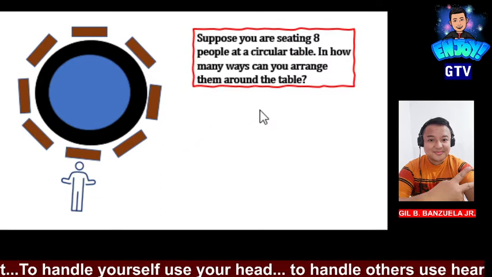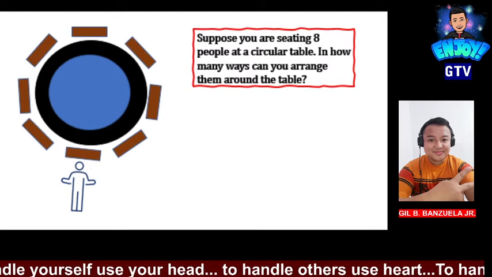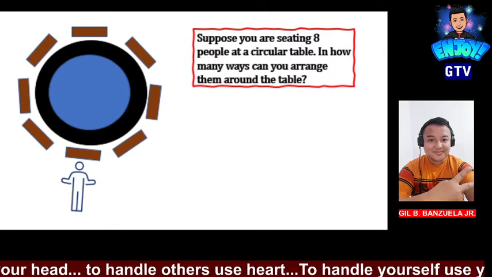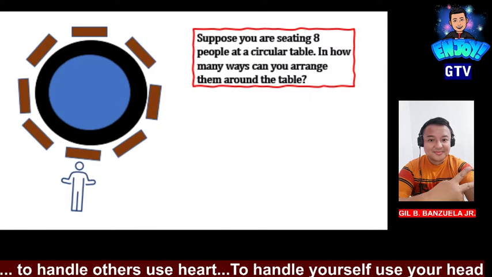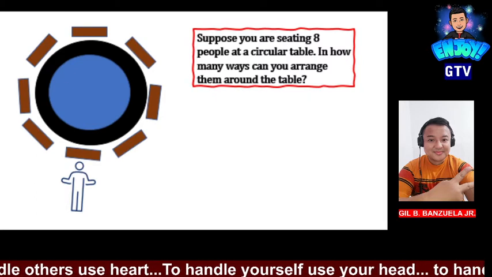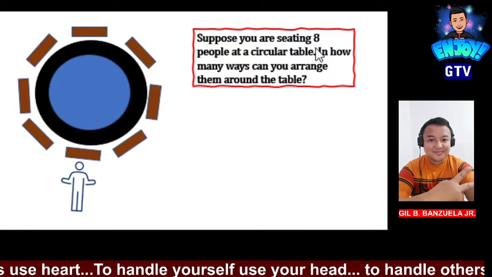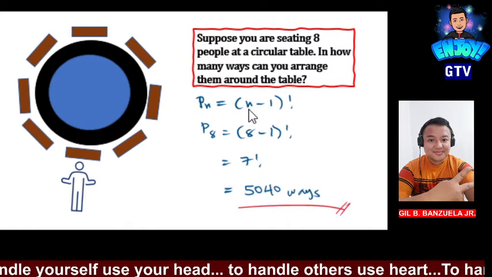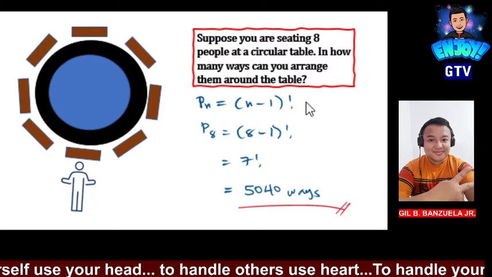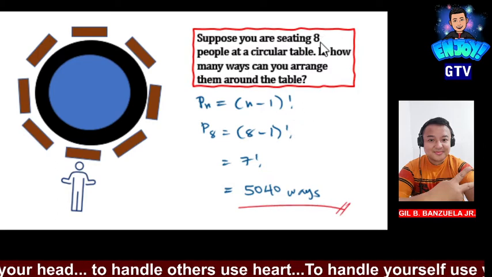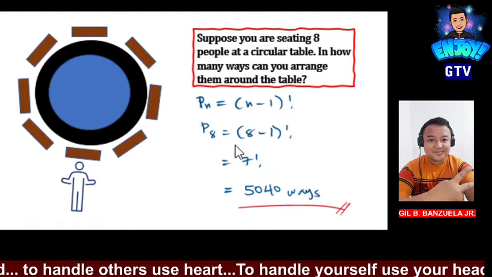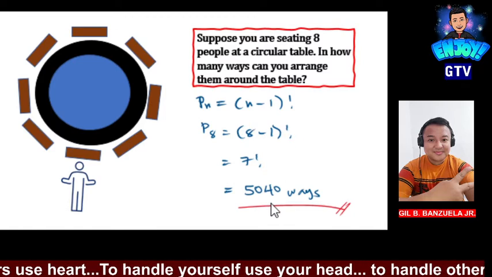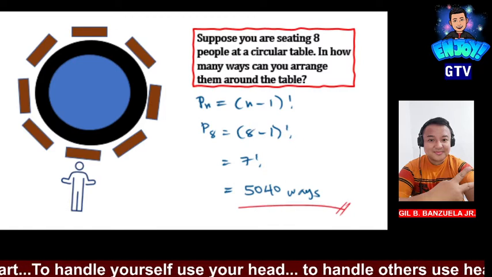Let's use the formula. To get the circular permutation in a round table, we just need to identify our n, or distinct objects. In this case, we have 8. Then subtract by 1, then put a factorial. Therefore, P sub n is equal to (n minus 1) factorial. For n objects, here we have 8 persons to be seated. Then 8 minus 1 is equal to 7 factorial, or there are 5,040 ways to sit in a circular table.